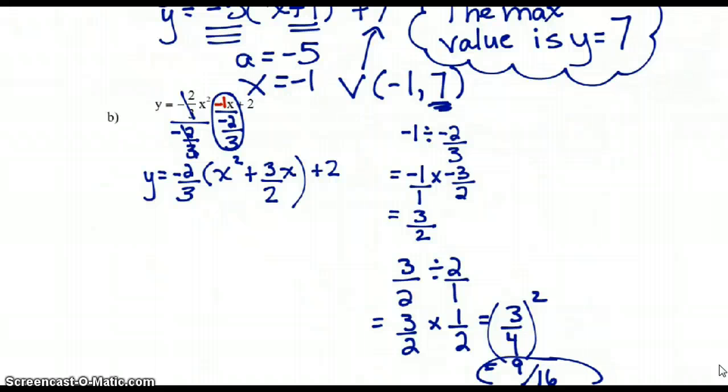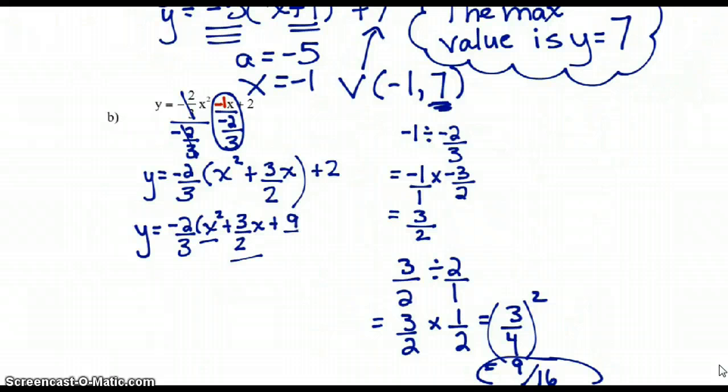So let's go back to our problem and rewrite it. So we have y equals negative 2 over 3, x squared plus 3 over 2x. So this is my first term, my second term, and my third term is going to be plus 9 over 16. But if I add 9 over 16, I have to make sure to subtract 9 over 16. Close my bracket and put the units that are left over at the very end.